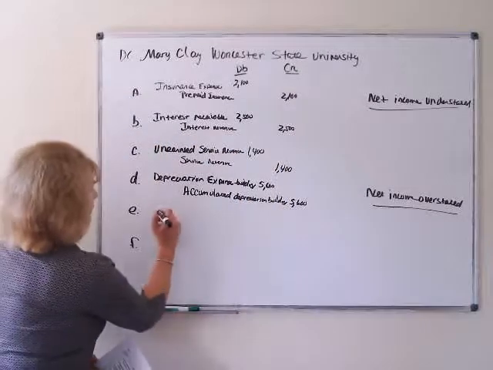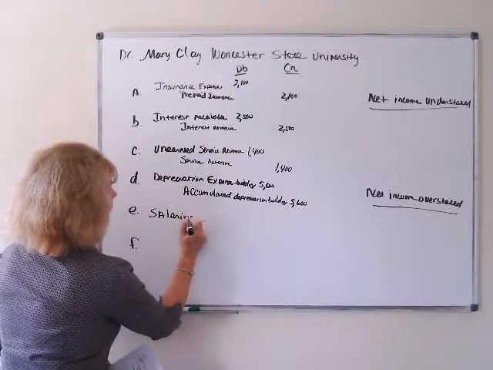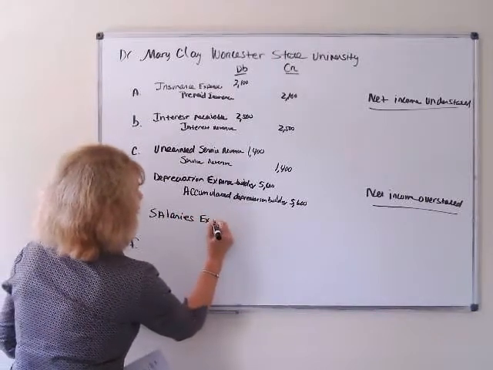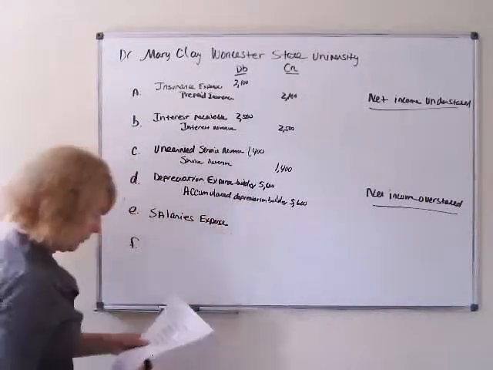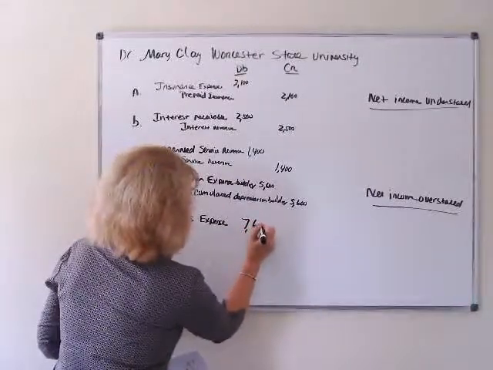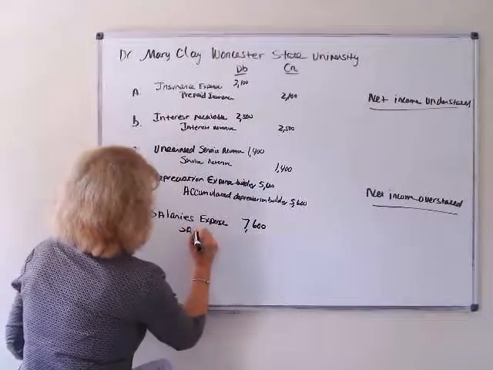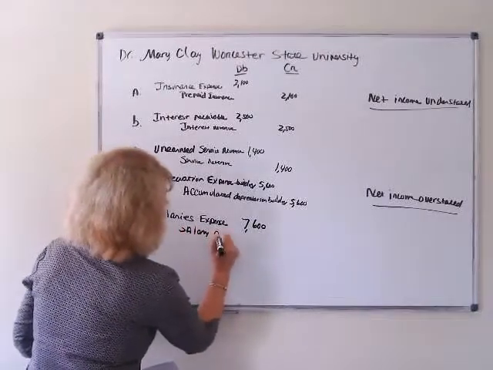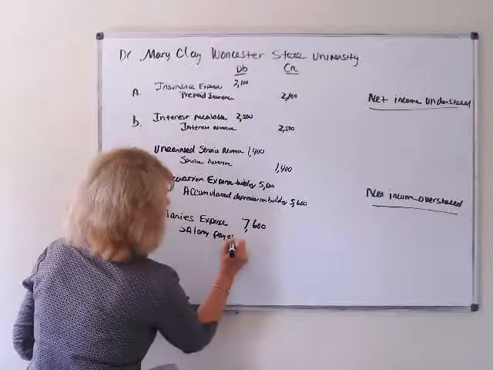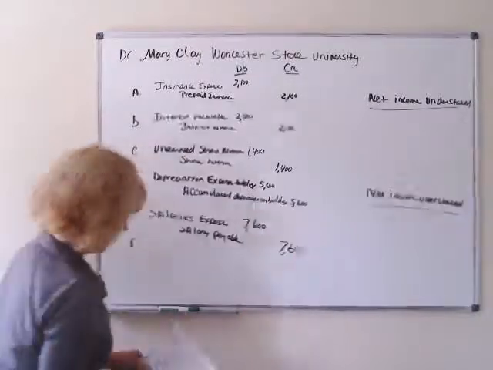All right, so now we debit salaries expense. We're increasing our expense, 7,600. And then we credit salaries payable, also increasing our liability. We haven't paid it yet. We're completing an accrual, 7,600.